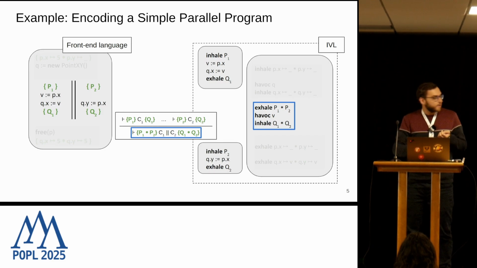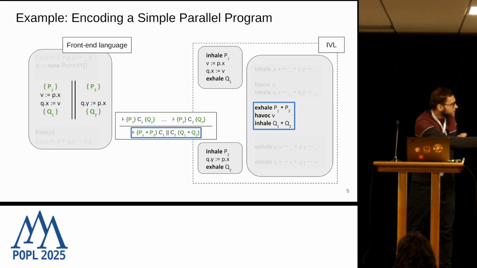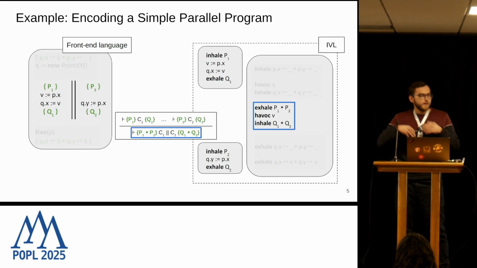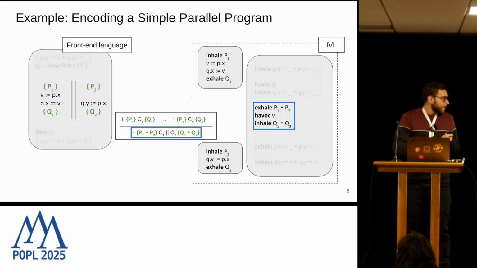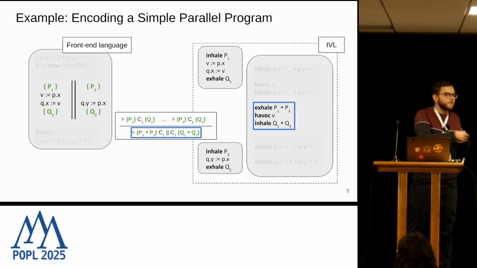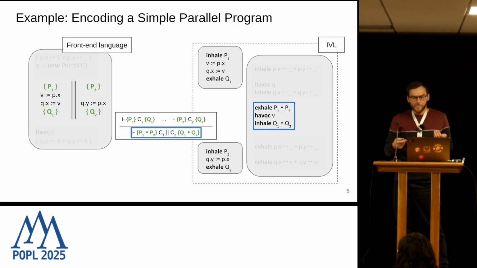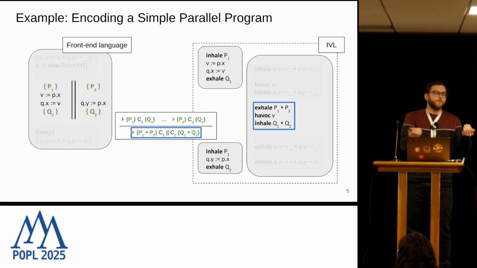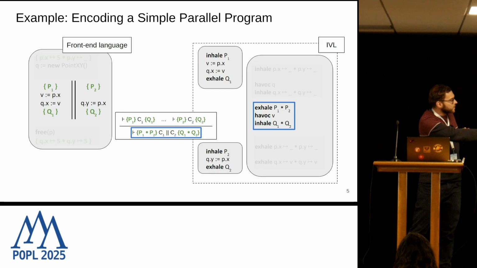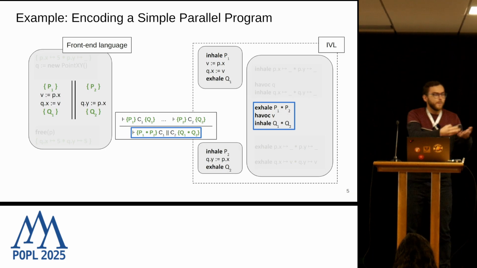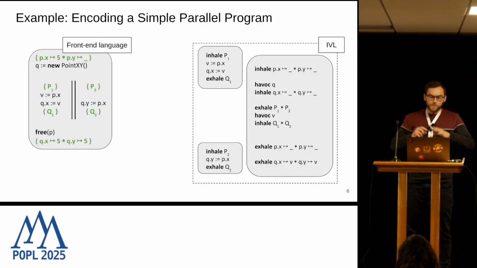So you can think about first this exhale here as removing P1 and transferring P1 to the left thread, and removing P2 from the current state and transferring it to the other thread. We have to havoc V here, so to forget the value of V because V is modified in one of the threads. And finally, with the inhale, we get back Q1 and Q2, so the two postconditions. So you can think about it as P1 gets transferred to the first thread, and Q1 at the end gets transferred back to the main program. So that is our encoding.